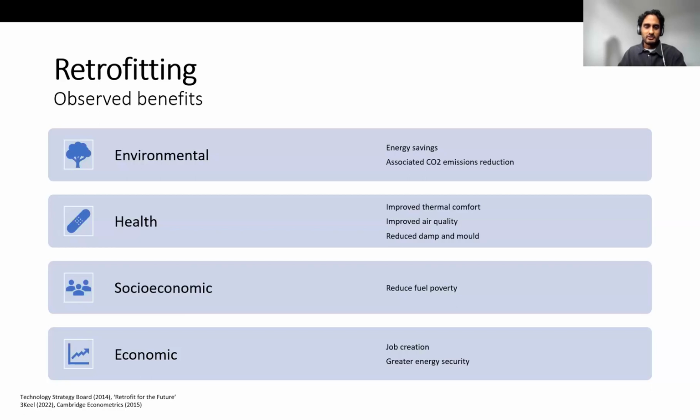Now, because retrofits can save energy, this also has the potential to reduce fuel poverty because occupants can spend less on their energy bills. And perhaps more difficult to measure directly, but still quoted by quite a few studies, is the associated job creation with the implementation and the retrofit market, and also the potential for greater energy security, since the vulnerabilities to fuel supply disruptions or price fluctuations can be minimized.